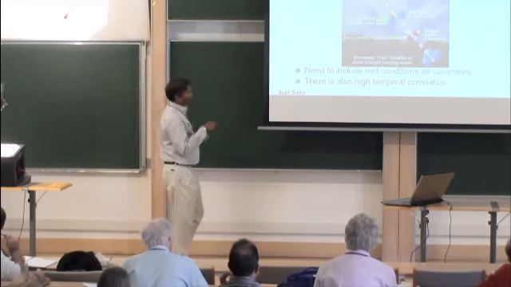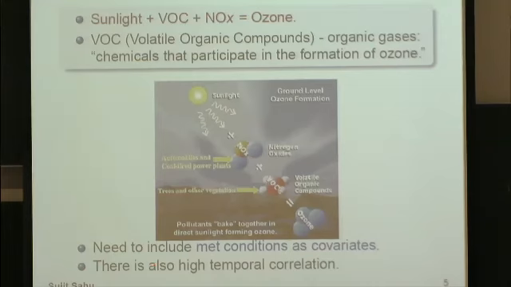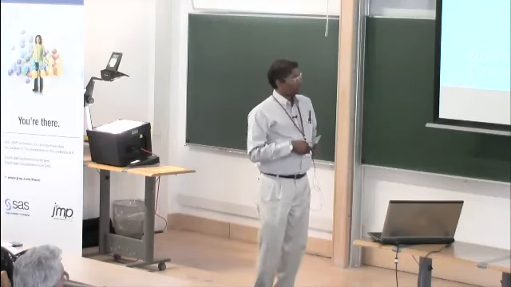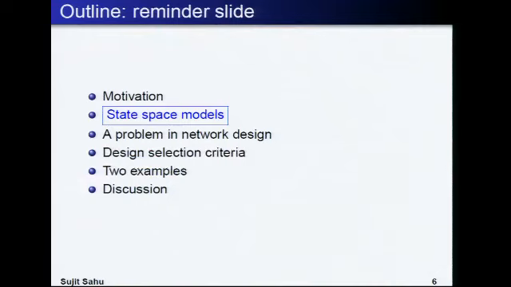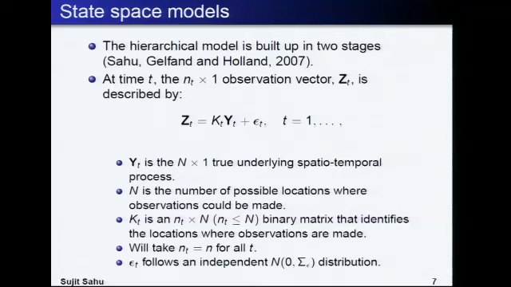So one conclusion we can take from here is that meteorological conditions affect ozone production, and these should be included as significant covariates. There is also high temporal correlation from day to day, which we should take into account in modeling as well. That's why we need a space-time model. That's why we are considering these state space models.